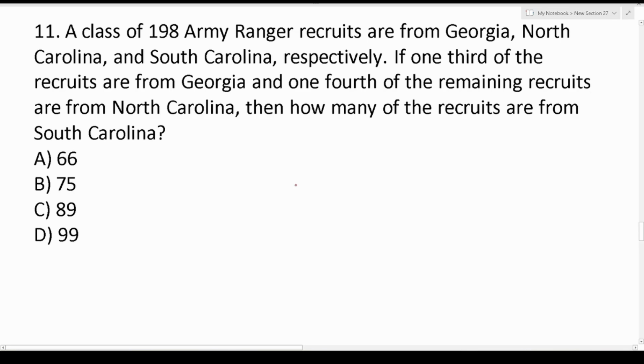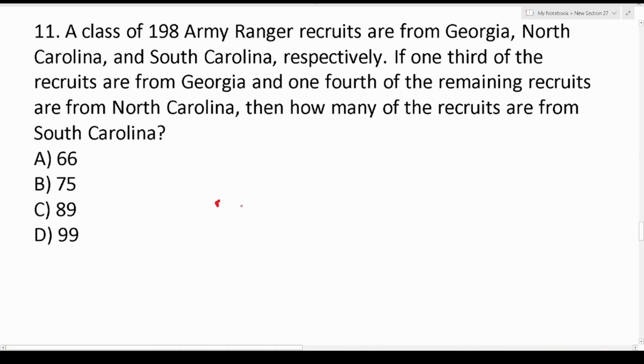All right, number 11 says a class of 198 Army Ranger recruits are from Georgia, North Carolina, and South Carolina, respectively. If 1/3 of the recruits are from Georgia and 1/4 of the remaining recruits are from North Carolina, then how many of the recruits are from South Carolina?